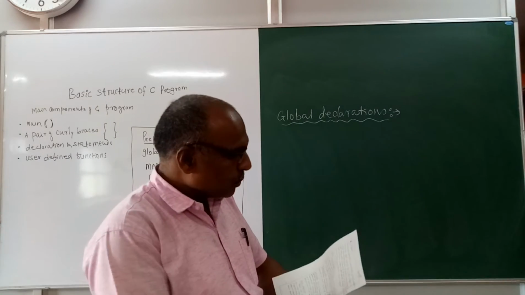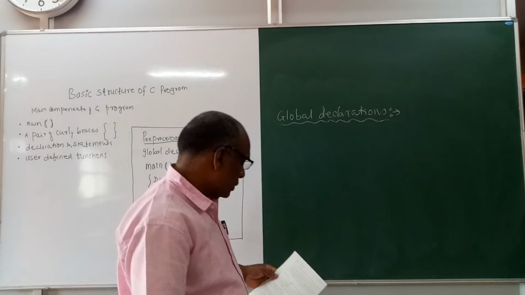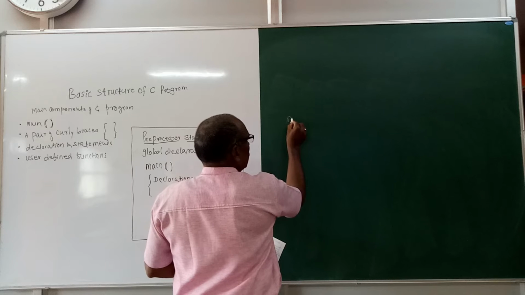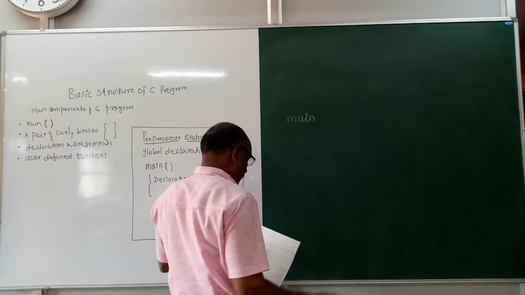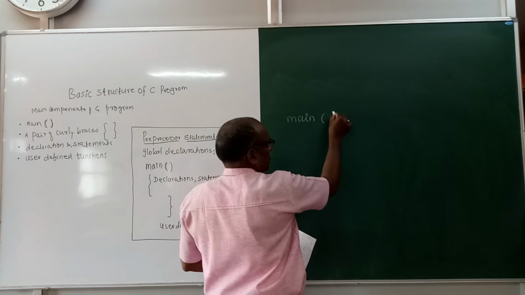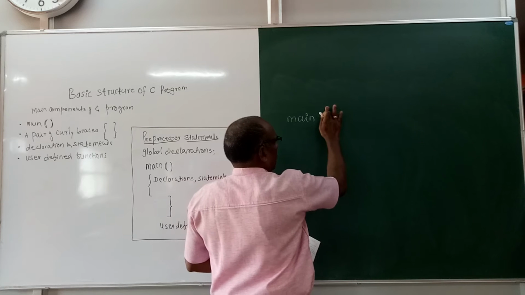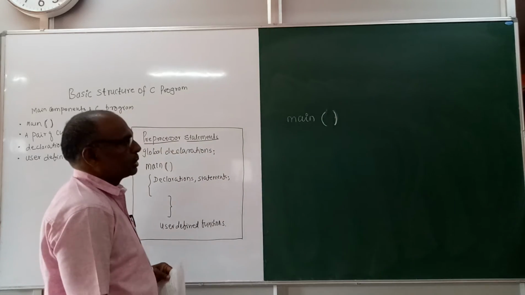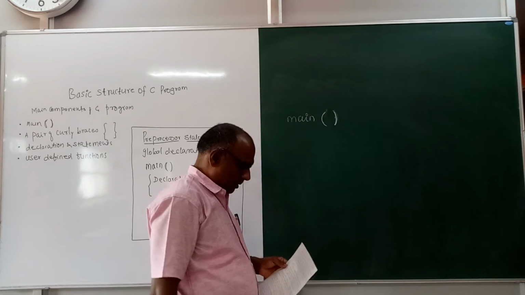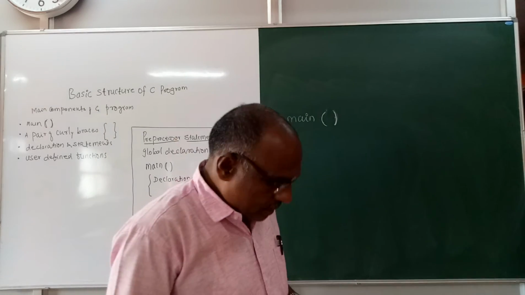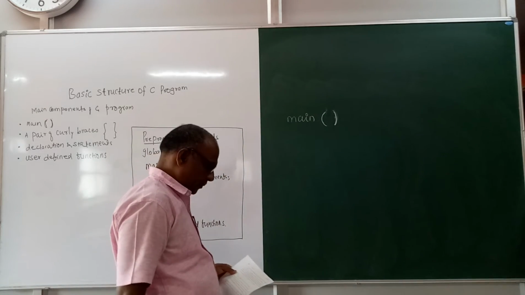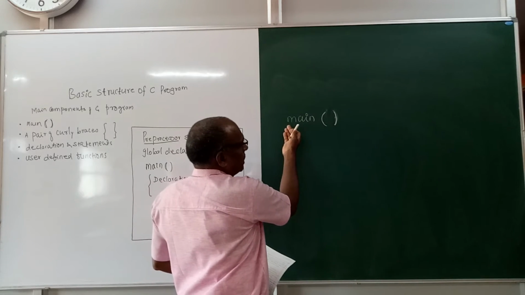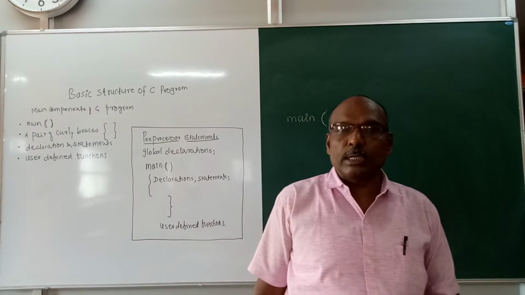Hope you got this. Let us go for the next part, what is known as the main function. I'll write it here. This should be written in lower case, M-A-I-N, main, with empty parenthesis. Nothing should be written inside. A white space, and then main. As the name itself indicates, this is the main function of every C program.